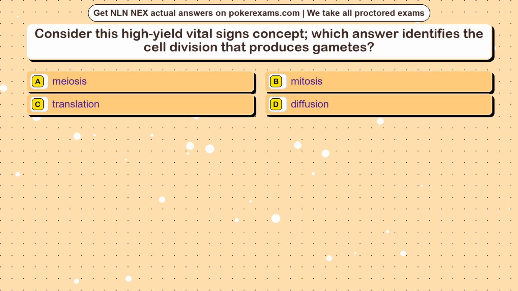Which answer identifies the cell division that produces gametes? Option A, meiosis. Option B, mitosis. Option C, translation. Option D, diffusion.